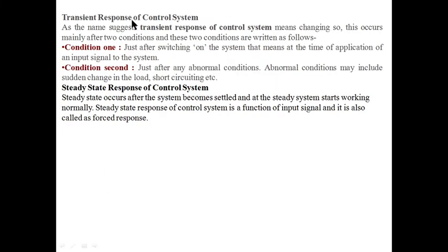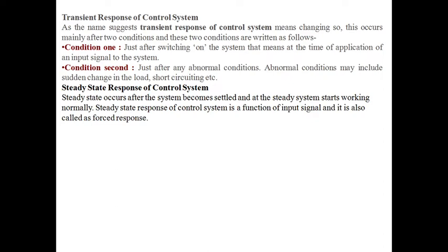So, the transient response of a control system. As the name suggests, the transient response of a control system means changing with time. This occurs mainly after two conditions, which are written as follows. First condition is just after switching on the system, that means at the time of application of an input signal to the system. So whenever you start the system, there is a change in its response.